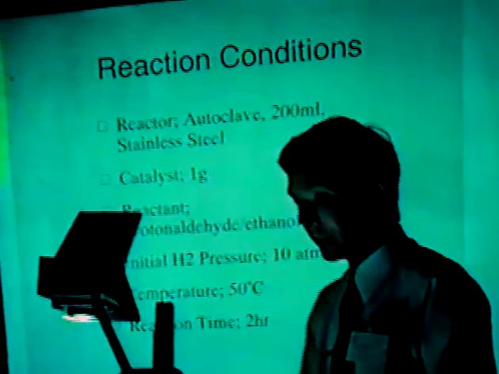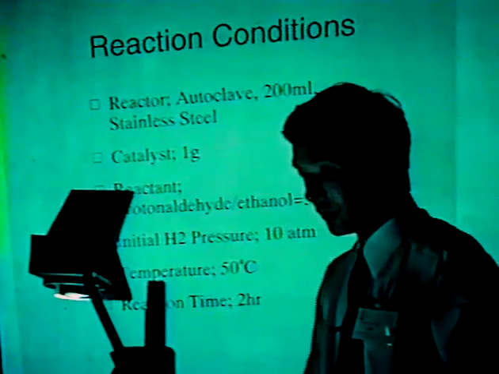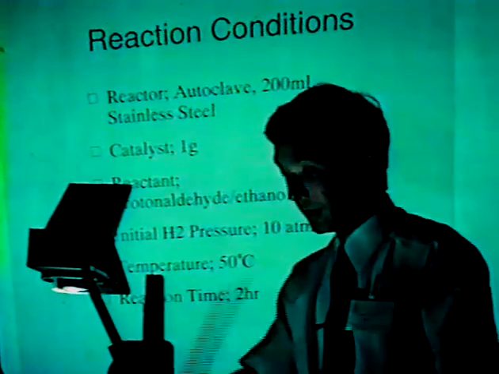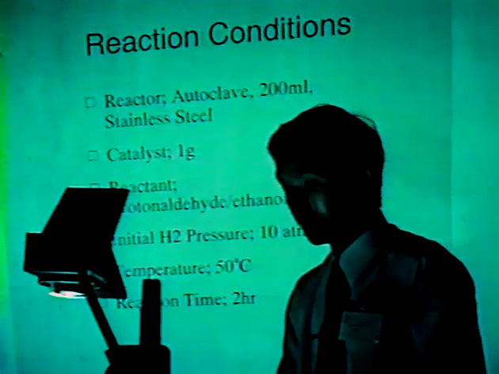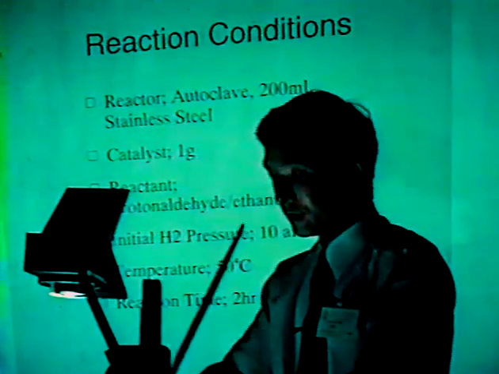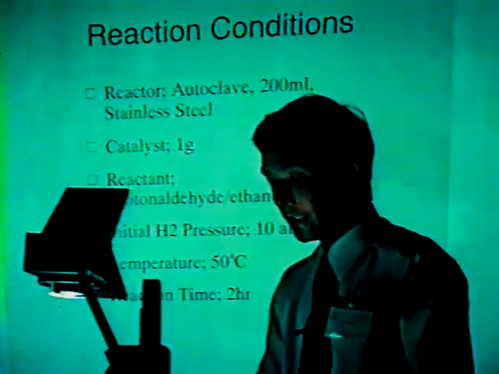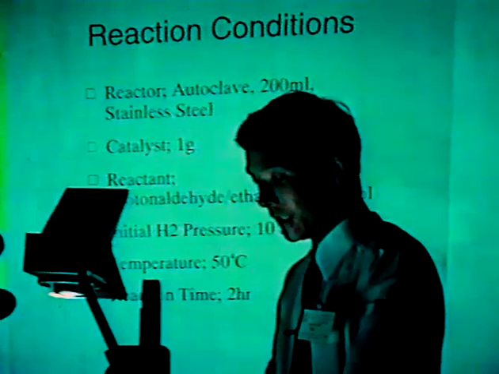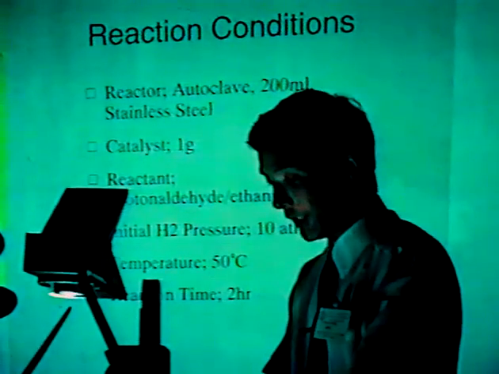The reaction was carried out in a stainless steel autoclave, and 1 gram of catalyst with reactant solution was packed in the catalyst reactor. Ethanol was used as a solvent, and the initial hydrogen pressure was 10 atm. The reaction temperature and reaction time are shown here.